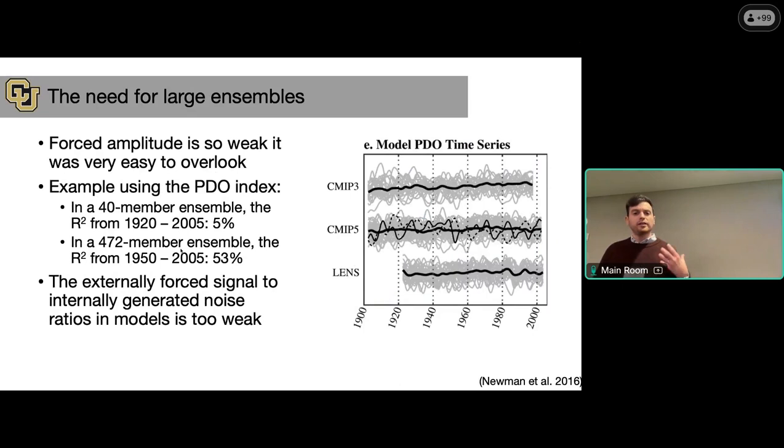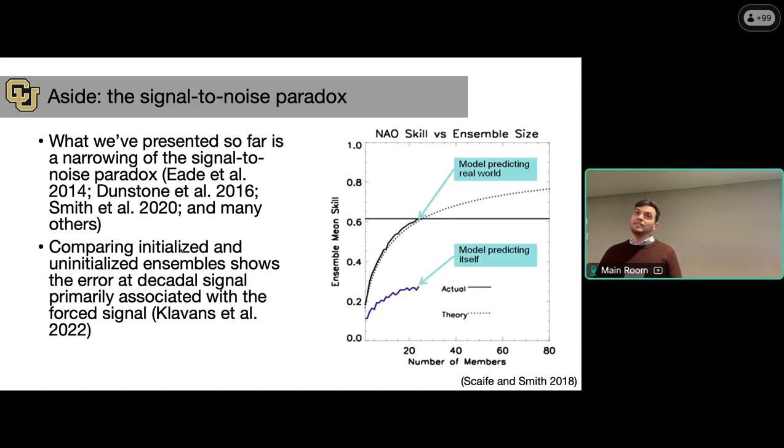So we're arguing that this externally forced signal to internally generated noise ratio in models is too weak. If that sounds familiar, that is a lot like the signal-to-noise paradox. In fact, I think this is a special case of the signal-to-noise paradox, or a narrowing of it. We're focused on decadal timescales, and we're using uninitialized large ensembles, so we're just focusing on the forced component of this. When you compare initialized and uninitialized ensembles on decadal timescales, I think you find that most of the predictable signal that the signal-to-noise paradox papers were looking at comes from forced variability. So I think these two results are really consistent and talking about the same error in models.